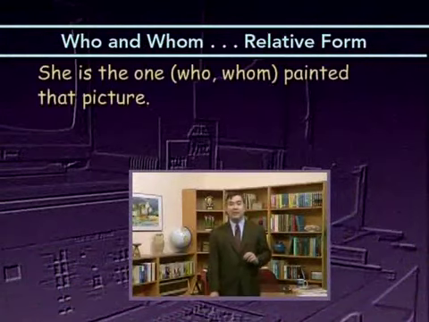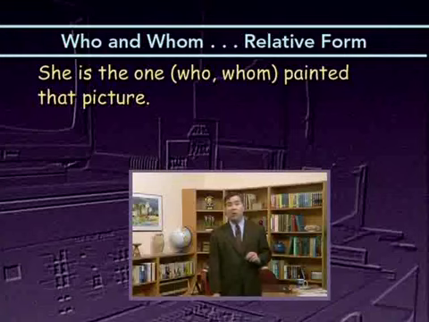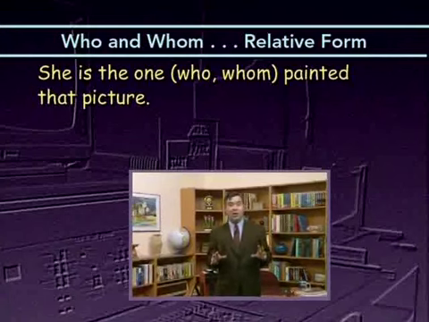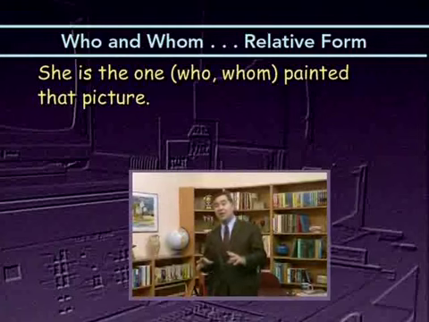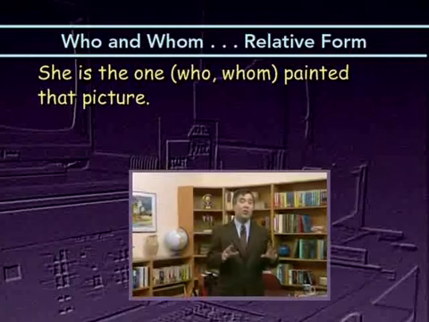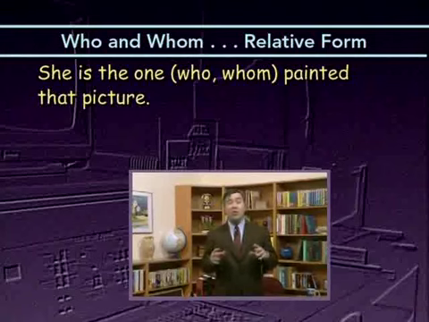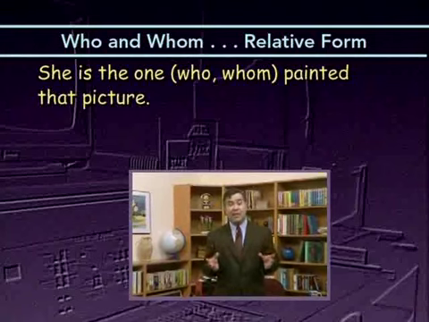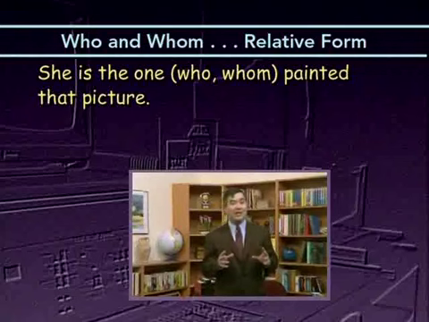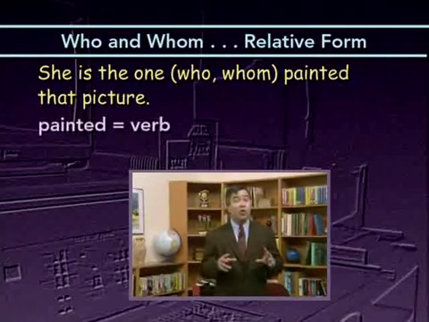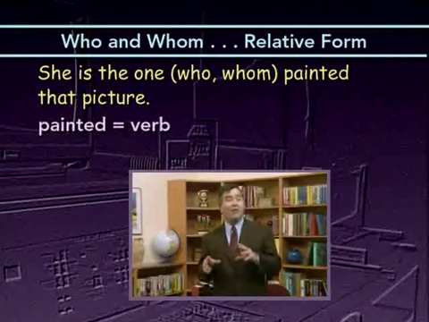Here's the first one. She is the one who or whom painted that picture. Now here, who or whom is being used as a relative pronoun to introduce the subordinate clause, who or whom painted that picture. In order to determine which pronoun is correct, again, look for the verb and then ask who or what is the subject of that verb. Now the verb in the subordinate clause is painted. Who or what did the painting? Well, who or whom would be the subject of the verb painted.